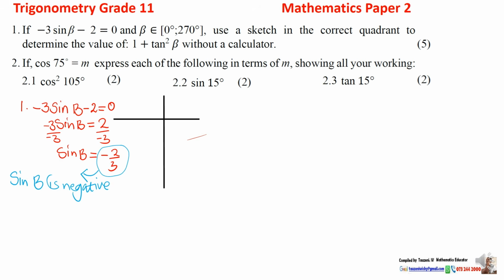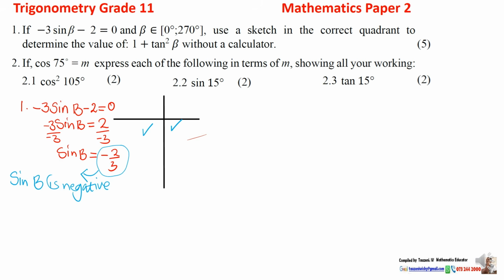Sine B is negative. So then we now go to the quadrant and ask this question. In which quadrant is sine negative? And we know that sine is negative in quadrant 4 and in quadrant 3. It means our diagram must be drawn in one of those two quadrants.